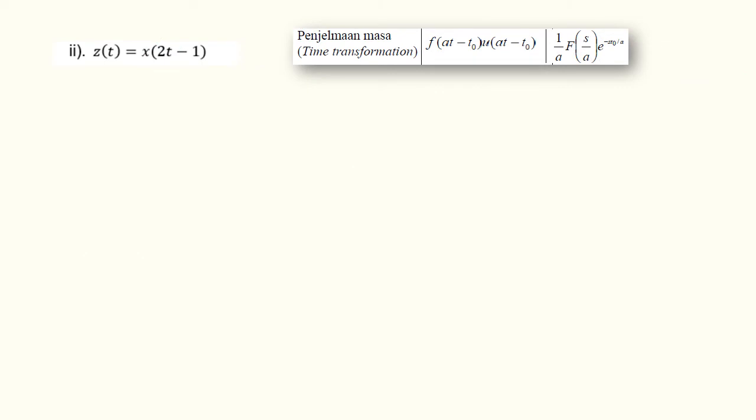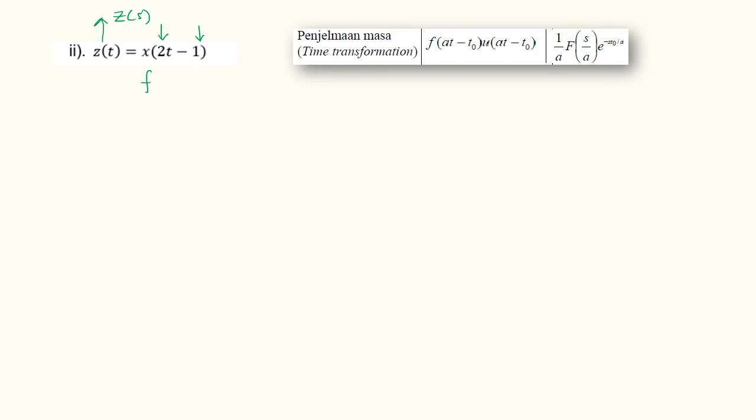Okay, let's look at the second part of the question. You need to find the Laplace transform for z(t). In this case, you need to find what is your Z(s). Again, refer to the Laplace transform table and look at the function or operation involved. In this case, you may notice that there is scaling and also shifting. From the table, you may notice that it is basically a time transformation process. Next, you need to compare the given equation with the one you have from the table.